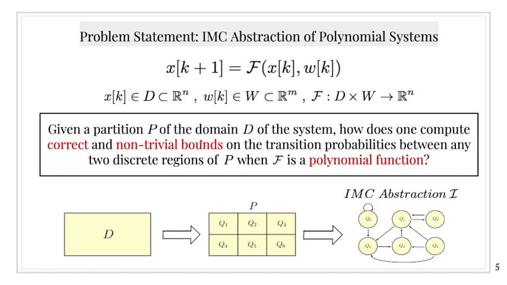That is, each component of the state map F is polynomial in the state X and the random disturbance W. Therefore, the main problem statement of our work is the following. Given a partition P of the domain D of the system, how does one compute correct and non-trivial bounds, that is, not ranging from 1 to 0 for all transitions, on the transition probabilities between any two discrete regions of P when F is a polynomial function?